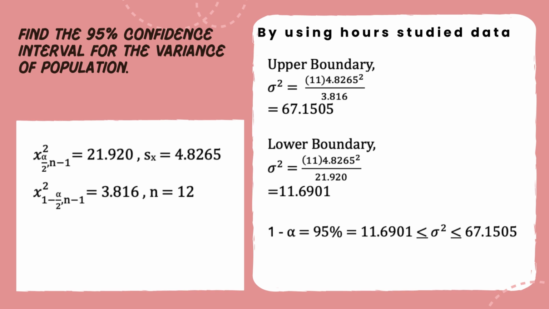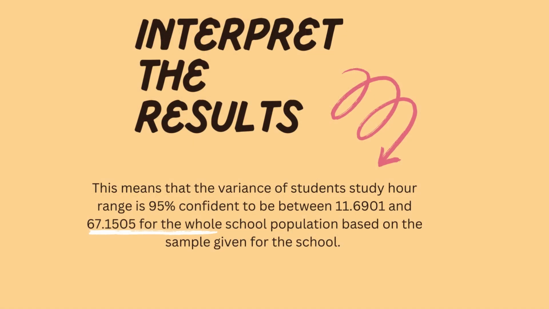After we have found all of those values, we can substitute them into the previous equation and find the upper boundary and lower boundary. We obtain that the lower boundary is equal to 11.6901 and the upper boundary is 67.1505. Then what we can interpret from the interval is that the variance of the students' study hours ranges between 11.6901 and 67.1505 with 95% confidence for the whole school population based on the sample given.